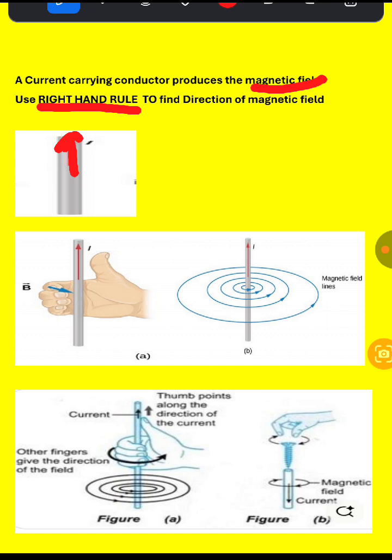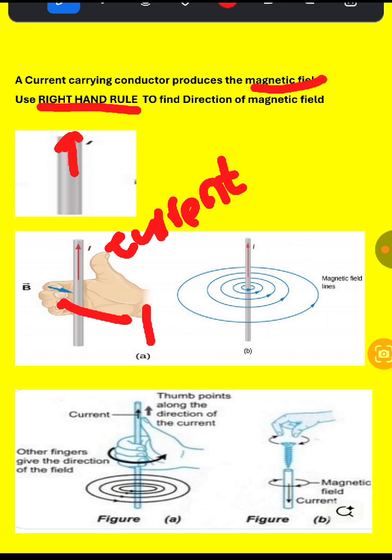So basically, with the right-hand rule, you take your hand, and the thumb will represent the direction in which the current is going. Then you curl your fingers around the conducting wire. The curled fingers will indicate the direction of the magnetic field.